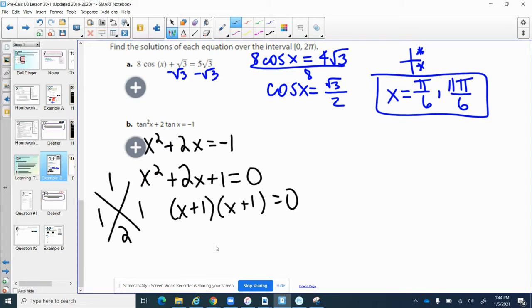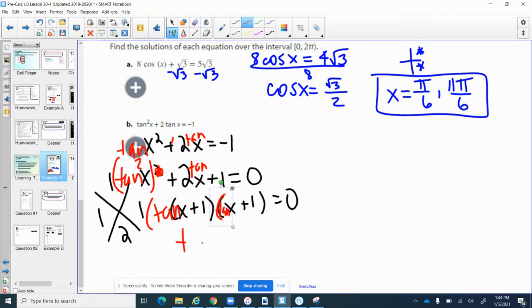The only difference is now these are all tan x's. So 2 tan x here. So it would be tangent of x squared, which we normally would write as tan squared x, and then 2 tan x. So our final answers here really factored are tangent of x plus 1 and tangent of x plus 1.